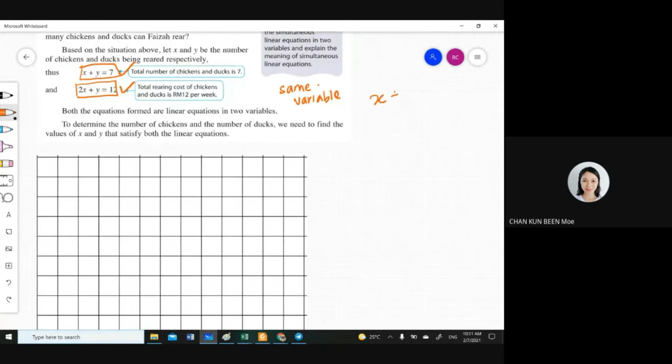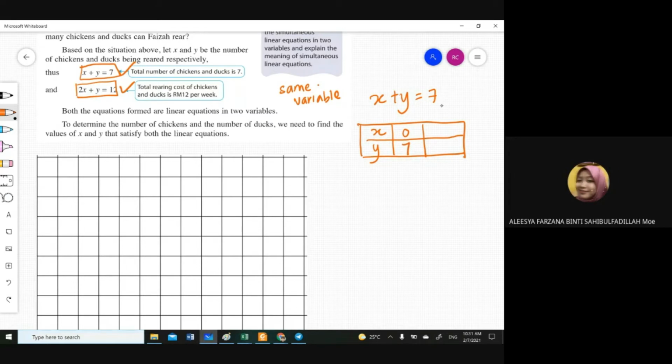For x plus y equal to 7, I'm going to start with the table of values. A very simple table of values, whereby I'm just going to find two values for the graph. When the value of x is 0, for example, y is 7, directly. Can you see? What about when y is 0? What is the value of x? x will be 7 also, you see.